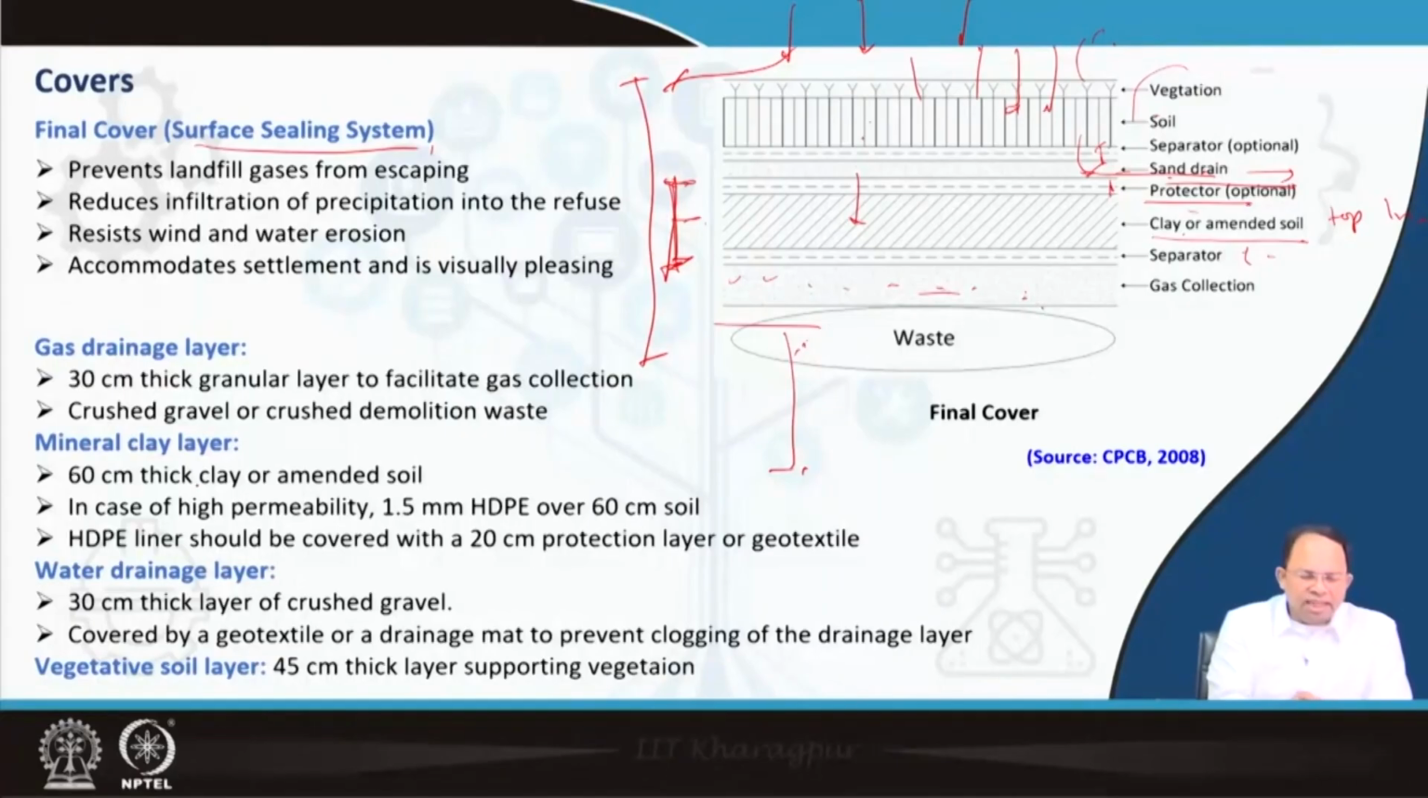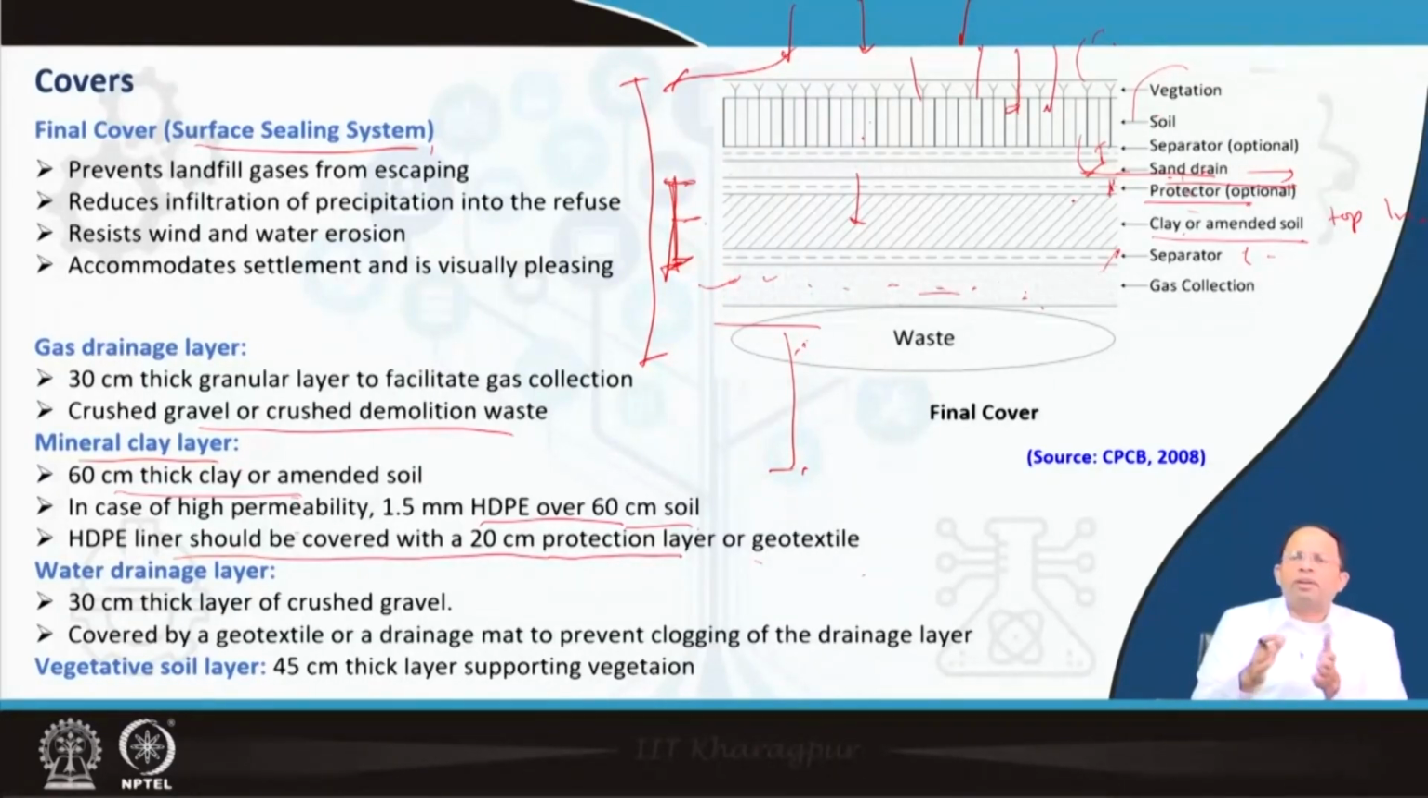The gas drainage layer is a 30 centimeter thick granular layer to facilitate gas collection, and contains crushed gravel or crushed construction and demolition waste. The mineral clay layer is this one, 60 centimeter thick clay or amended soil, and sometimes we use an HDPE layer over 60 centimeter of soil if it is very highly permeable. And the HDPE liner should be covered with a 20 centimeter protection layer or geotextile, so that there is protection at both the bottom as well as the top.